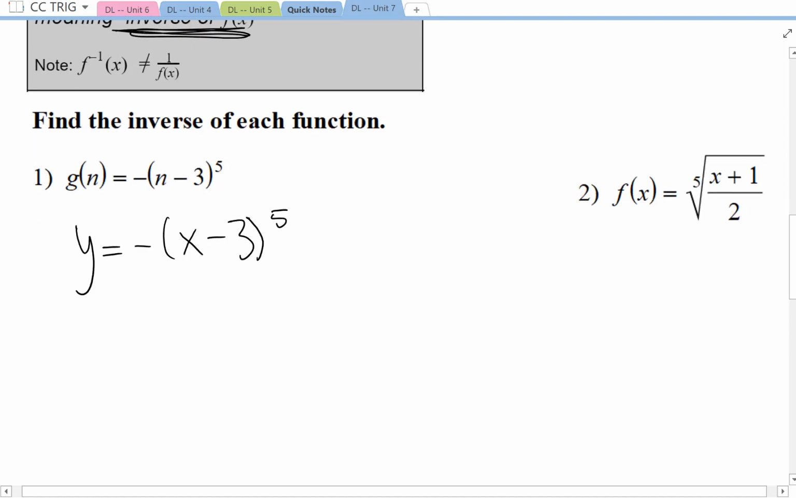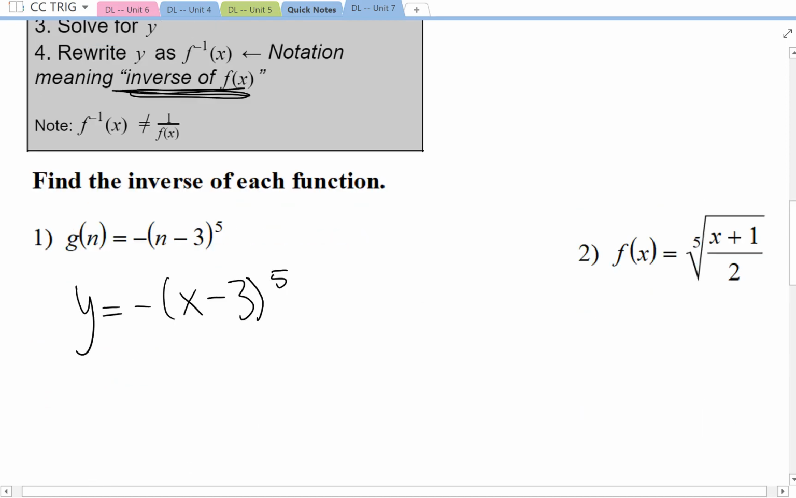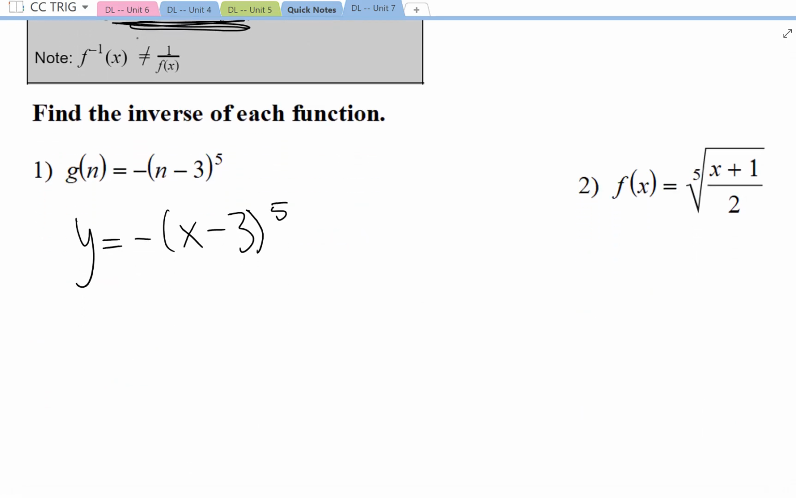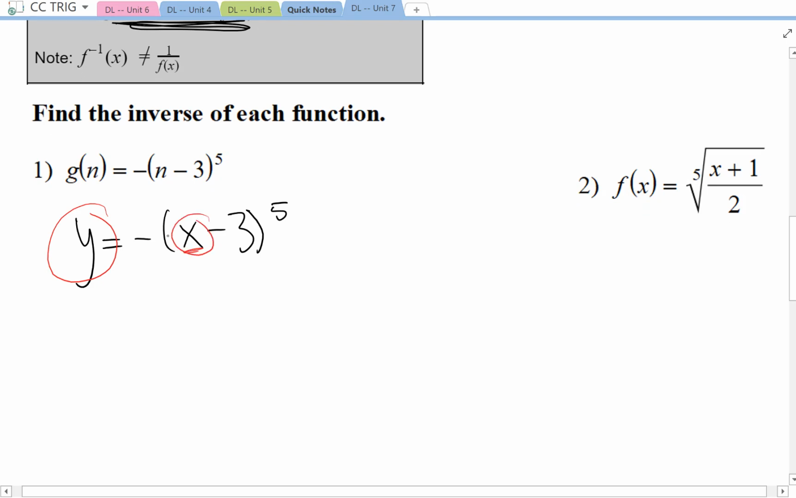Okay, now the next step is exchange x and y. We're literally going to swap places. So this y is going to go in here, and this x is going to go out here. x equals negative (y minus 3) quantity to the power of 5.